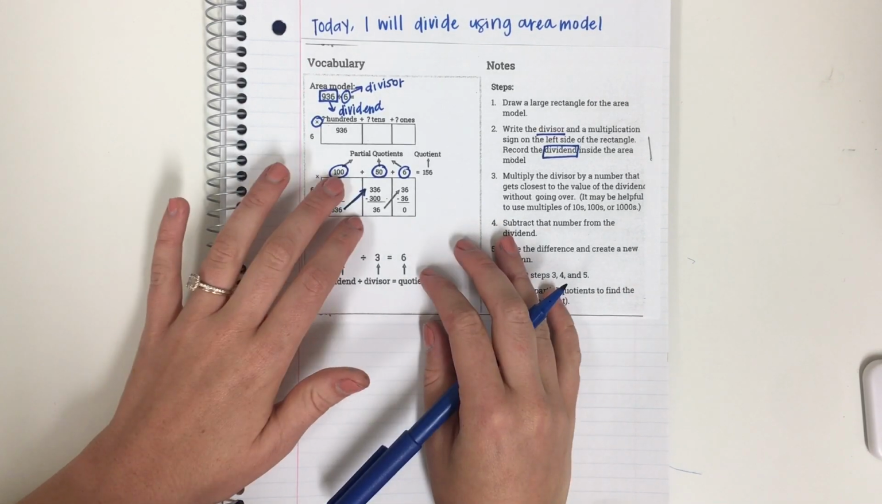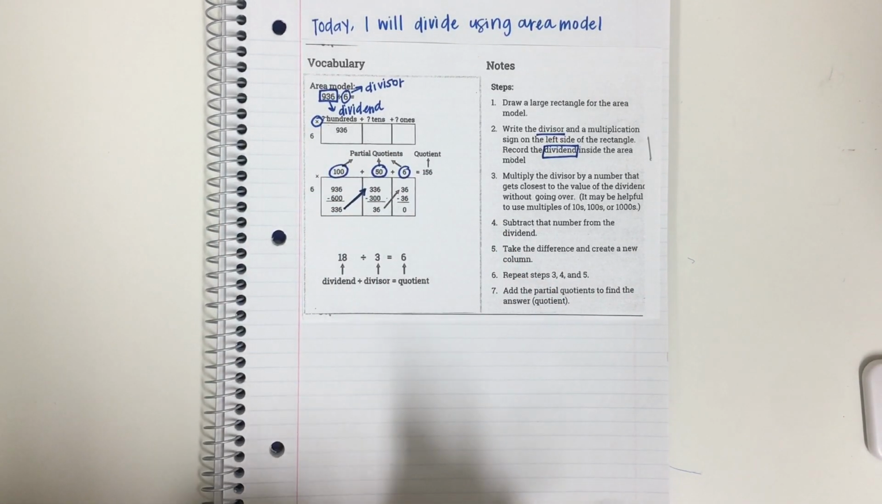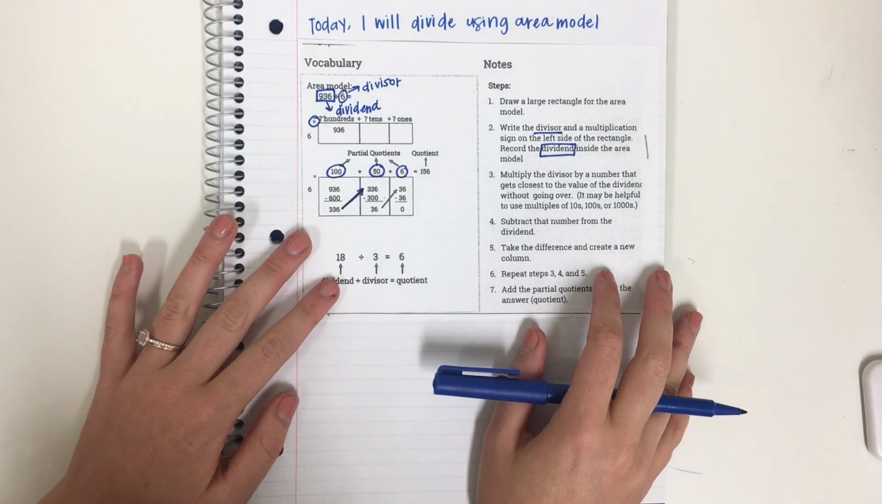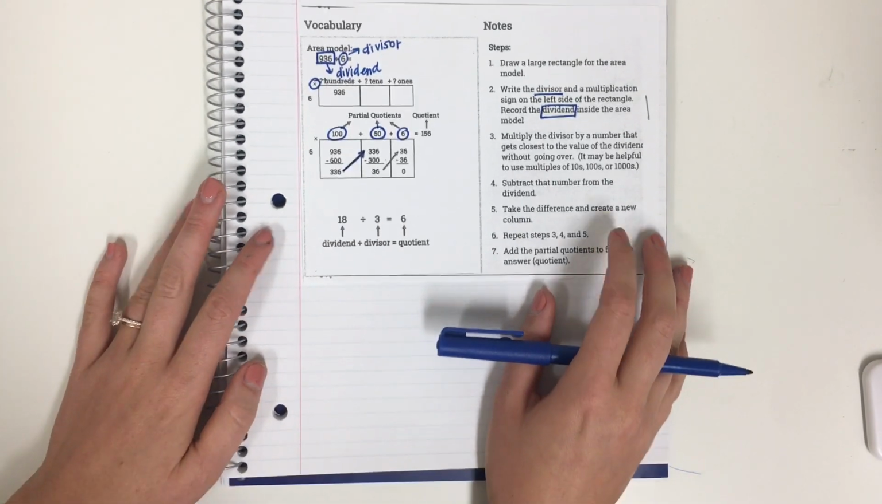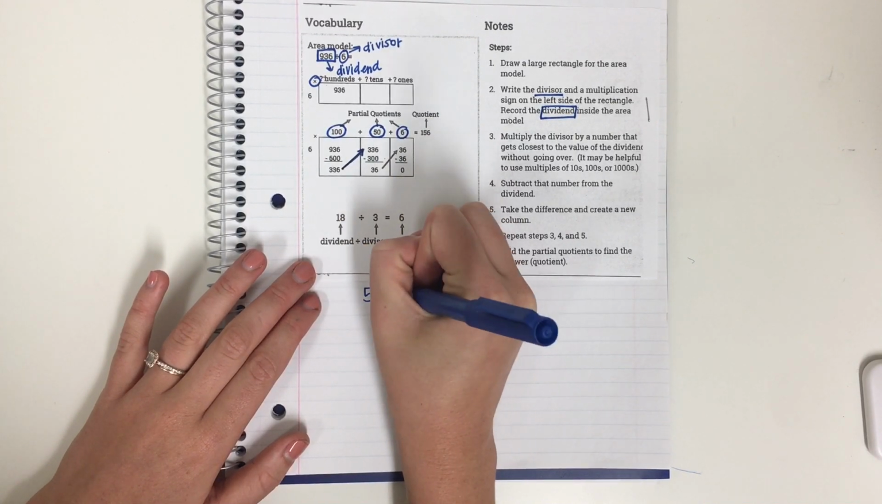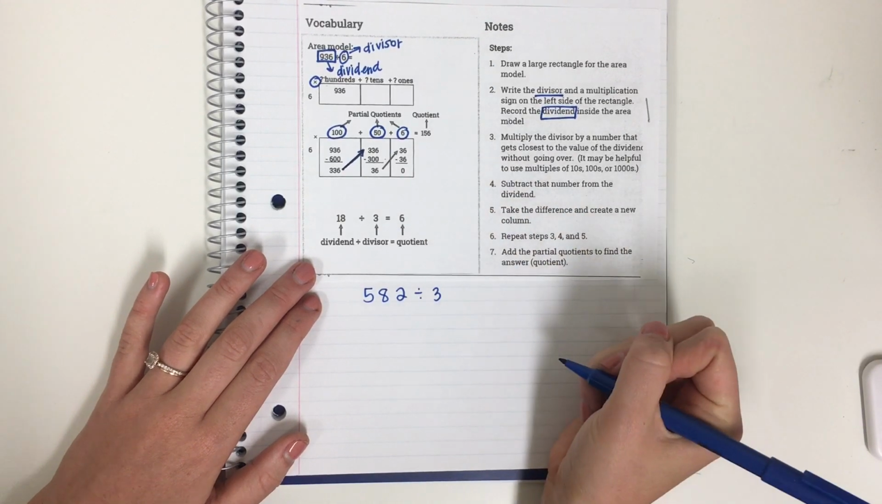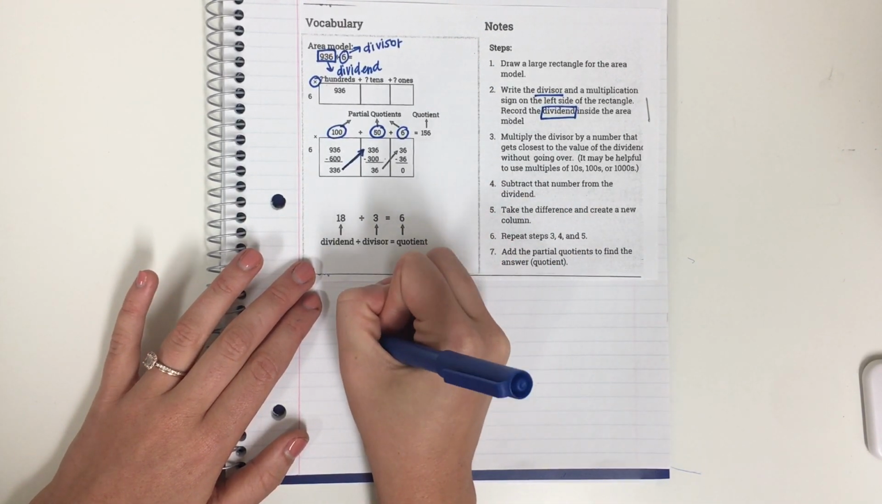So if you look at it, it looks like the area model where you expanded that and it became the quotient, okay? So I know that sounded like a lot. Just wanted to go over it really quickly, and then let's dive in and actually start practicing, okay? So let's look at an example. Let's say we have 582 divided by 3. Step 1, draw a large rectangle for the area model.